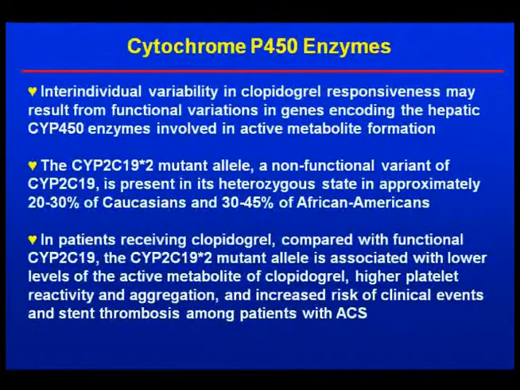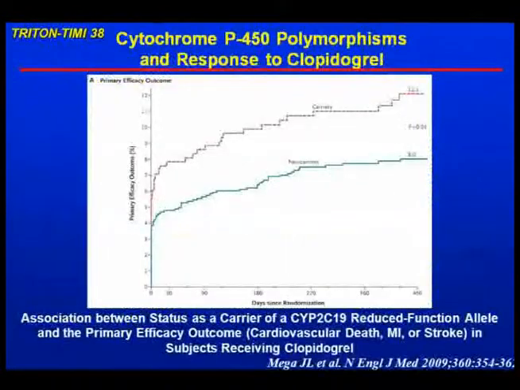In patients who receive clopidogrel compared with the functional enzyme, the mutant allele is associated with lower levels of the active metabolite, higher platelet reactivity, and increased risk of clinical events and stent thrombosis. And so here's an example of that. This is a randomized trial that looked at carriers versus non-carriers of the mutant allele, and these are the events over time. It's hard to see here, but I think it's out past a year. And this is the risk of cardiovascular death, MI, or stroke in subjects who received clopidogrel.